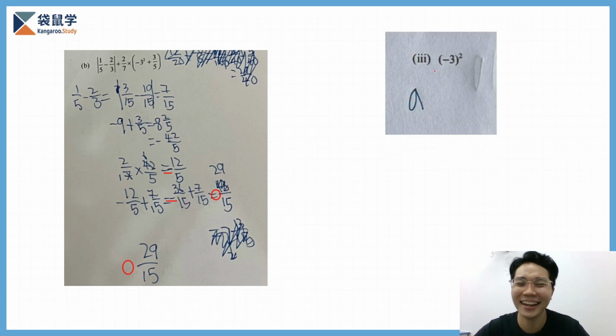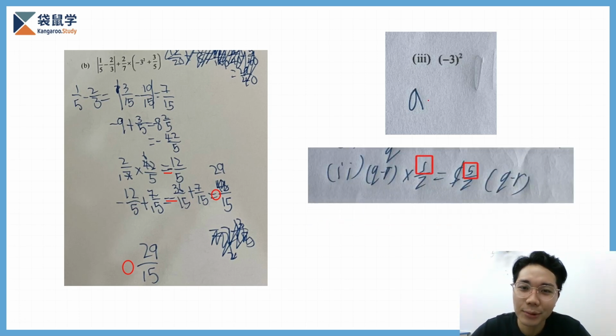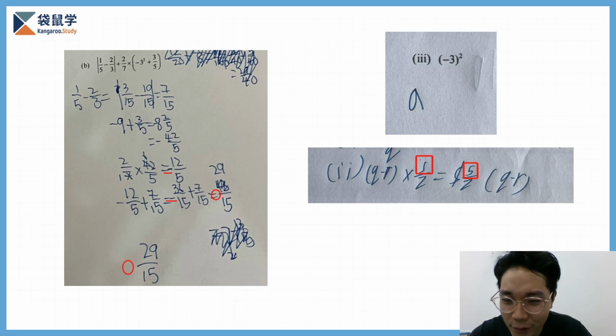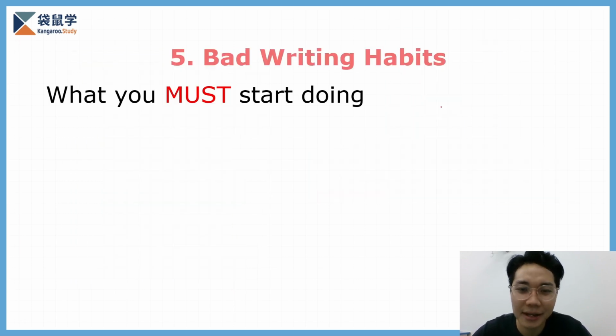Another one, this one: the answer is a 9, but you write it so that it looks like an A. So all of these are a result of poor handwriting. And another one: S, and then there's a 5. S becomes a 5, 0 becomes a 6. All of these are bad handwriting habits, bad writing habits.